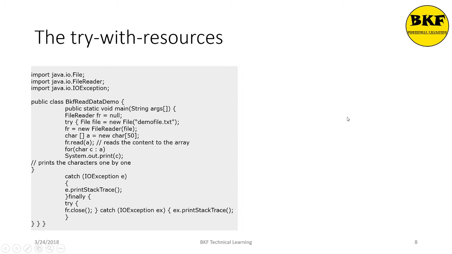Then let's see try with resources. So this is an example. Okay, this is an example of try without resources. So this is how we normally do it. There's a try block. We declare our file instance of file class, then we perform the desired operations, and so on.